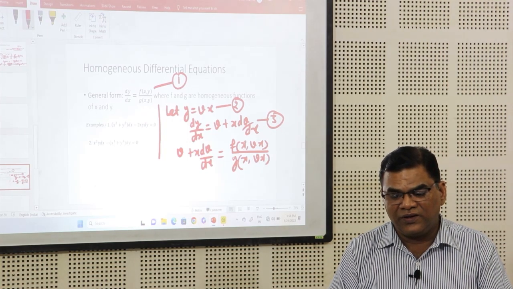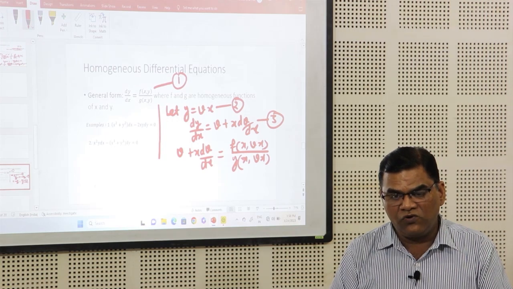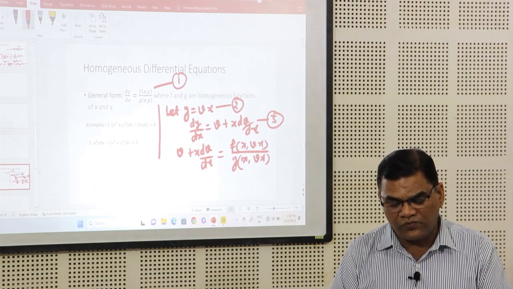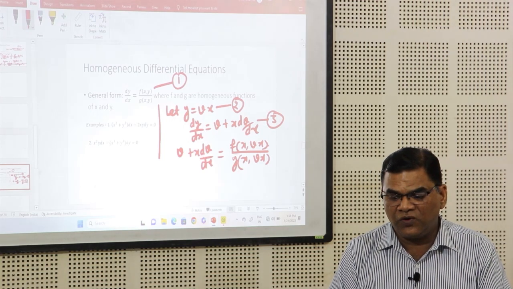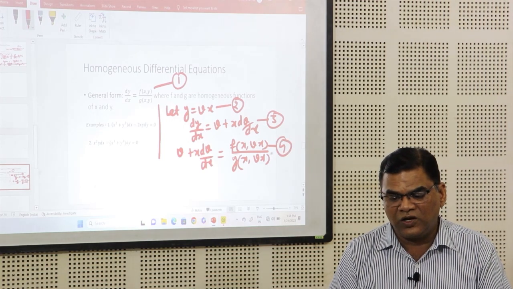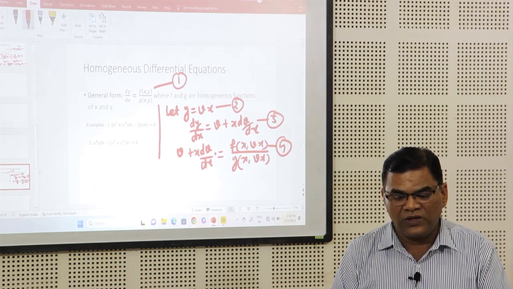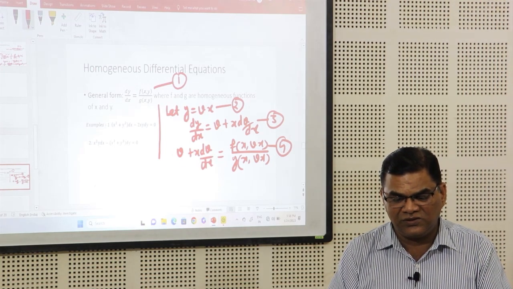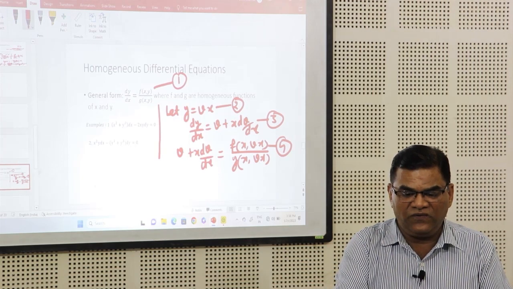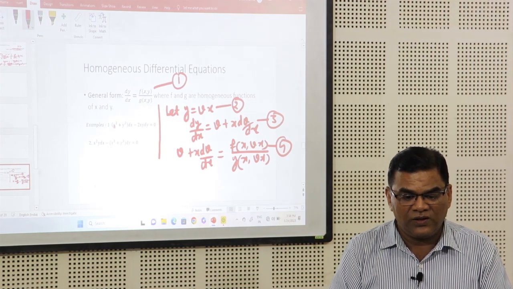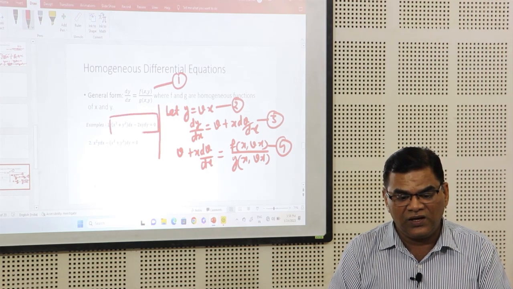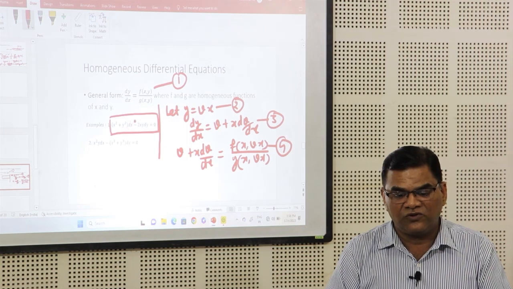Now, the x terms can be cancelled out from the numerator and denominator on the right hand side, and then equation number 4 can be reduced to the variable separable form, which we have studied just now. So, we can easily find the solution of this type of equation. For the example, I am going to take one differential equation of first order first degree and check how we can solve it.